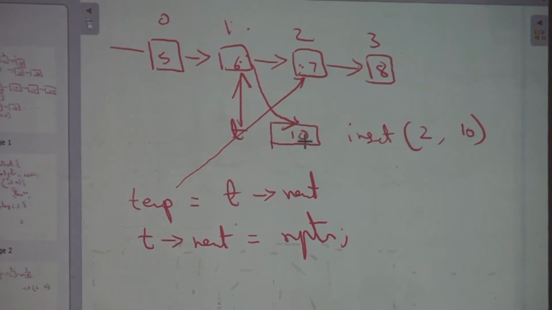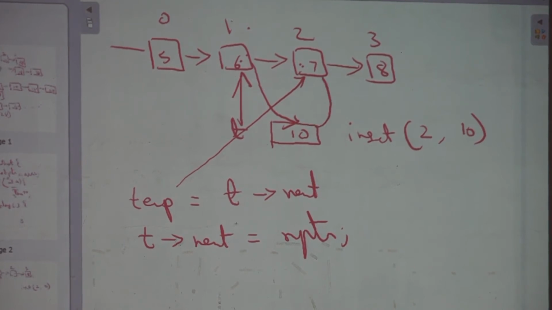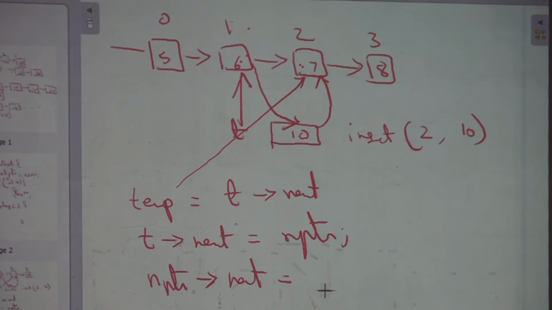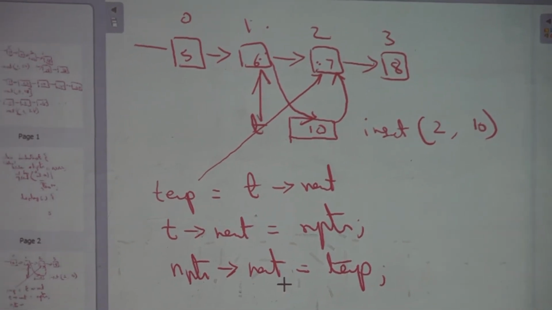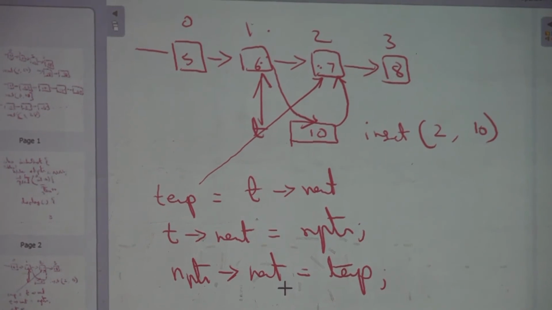But what should happen now? One more thing. This guy's next should become this guy. So then I have to say NPTR's next is equal to 10. Not T. Yeah. So these three steps you have to understand.